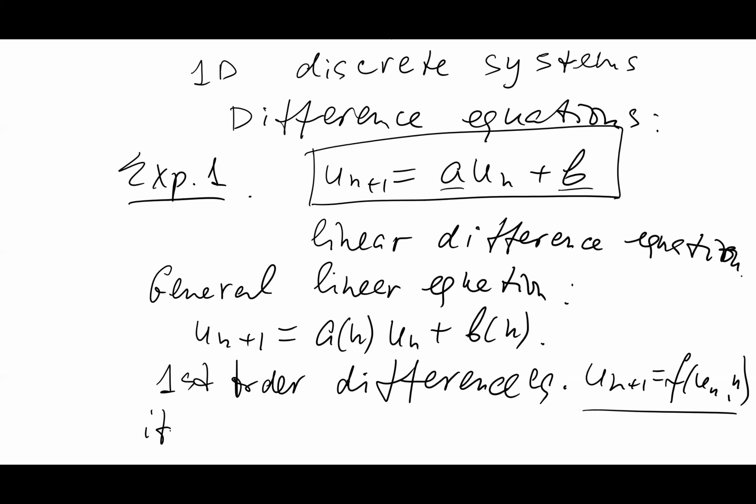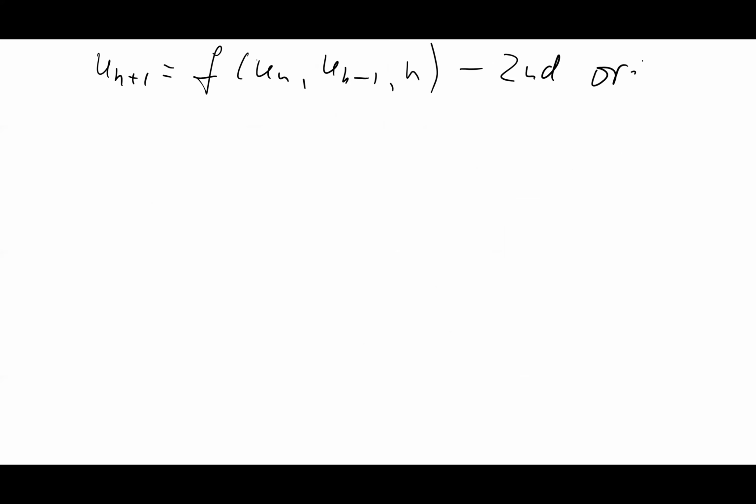And if u_{n+1} = f(u_n), so it does not explicitly depend on n, this is called autonomous. Autonomous first order difference equation. Next, u_{n+1} can depend not only on u_n, but on the value of u in the previous time step, and n. So this is a second order difference equation.